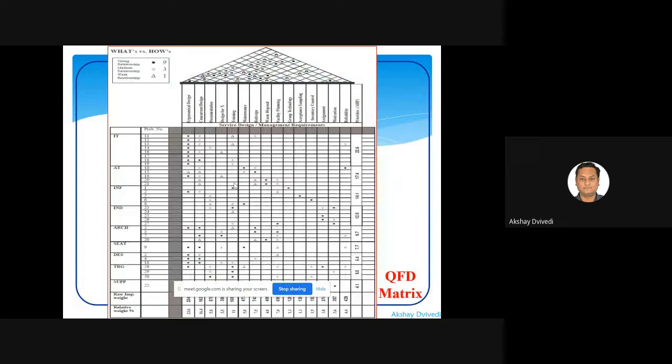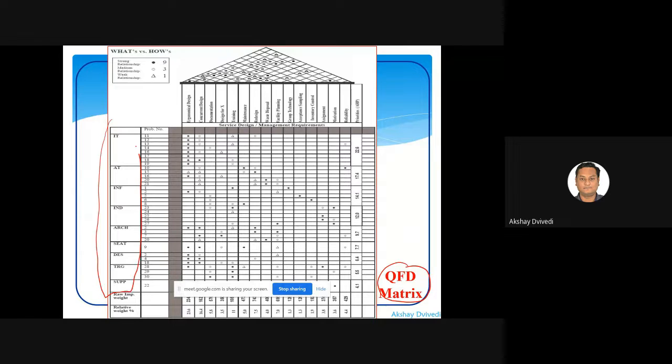Can you see the current slide, which is basically talking about a QFD matrix? Please respond. Yes, sir. All right.